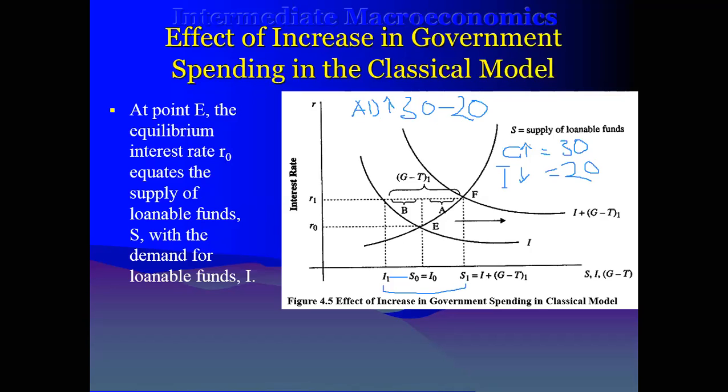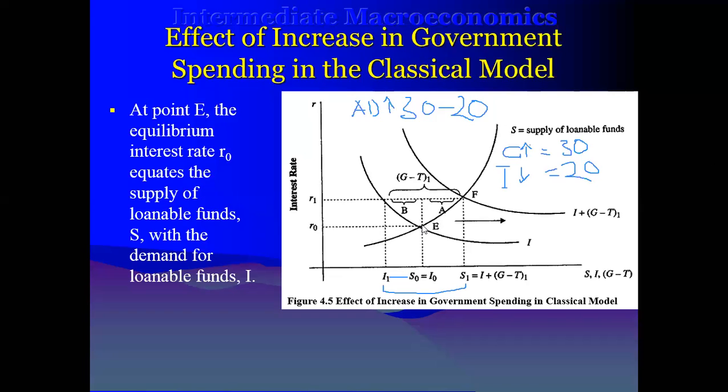Please don't go away. No one should go away. We are starting from the initial equilibrium where we had only investment and the savings functions. This is the initial equilibrium, point E. The equilibrium interest rate is R0, and the savings and investment are S0 and I0. They are the same because we are at the equilibrium point.